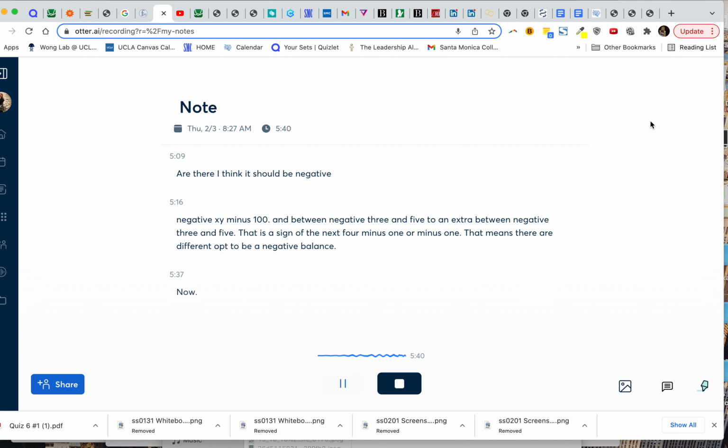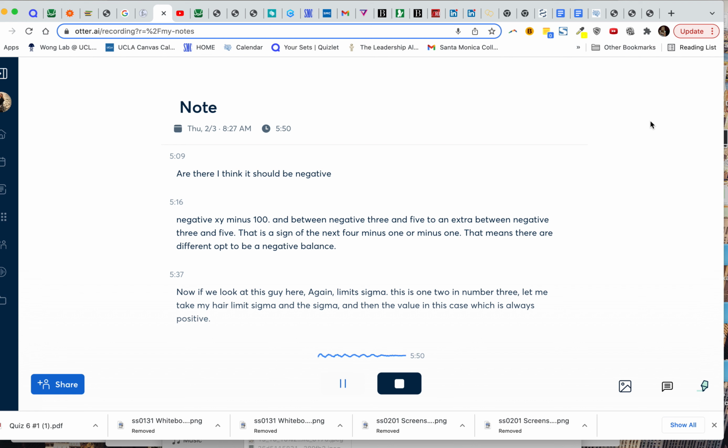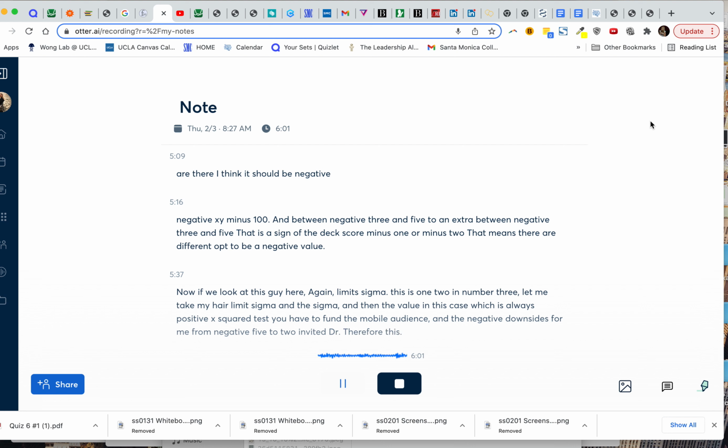Now, if you look at this one here, again, limit sigma. This is once again number 3, limit sigma, and then the function value, in this case, is always positive. X squared plus 2 is a positive function no matter what the x is. And how about the delta x? Delta x is going to be from negative 5 to 2, and that is actually positive. And therefore, this will be a positive number.